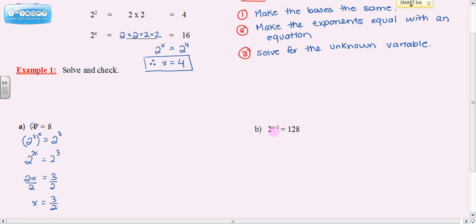Let's try b. I know that 2 to the power of x minus 1 is the smallest base I can make it. 2 to the power of 7 will give me my 128. Now that the bases are the same, I can make the exponents equal. So I just have x minus 1 has to equal 7. So now I have to solve for the unknown, so move the negative 1 over. I got x equals 7 plus 1, so x is equal to 8. Follow these steps and you can solve for an equation.